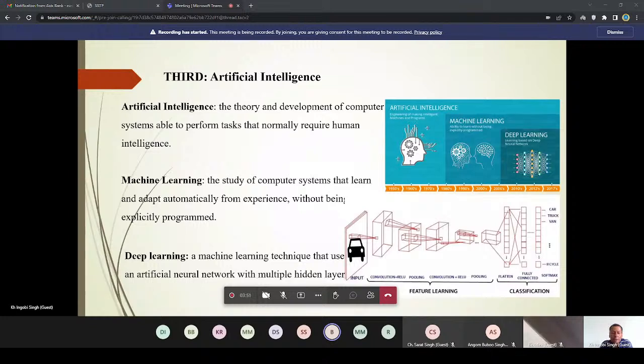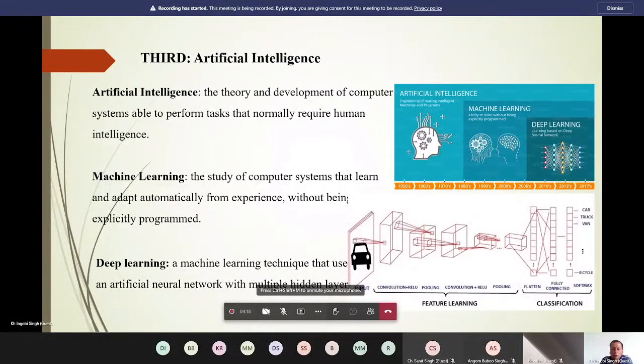set of instructions by encoding its decisions. For systems to learn and improve on their own without much programmer intervention, we have machine learning. Arthur Samuel defined machine learning as the study of computer systems that learn and adapt automatically from experience without being explicitly programmed.